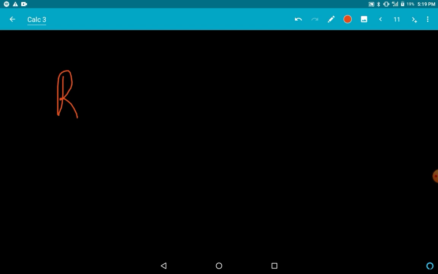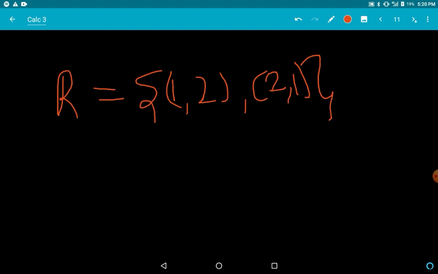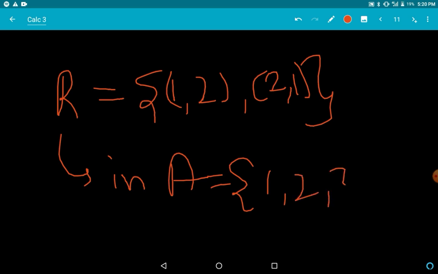R is this: (1,2), (2,1), and R is a relation on A, where A is nothing but {1,2,3}. Now you have to tell me which of the three properties it satisfies: reflexive, transitive, symmetric. If all of them are correct, you have to say yes, all of them are correct, so it's an equivalence relation.